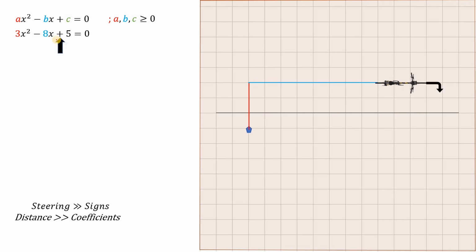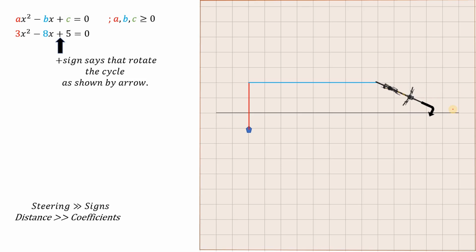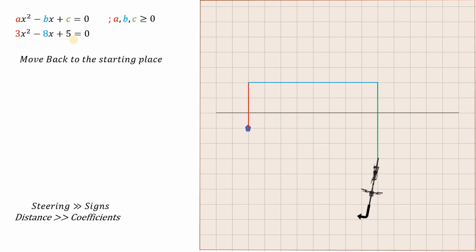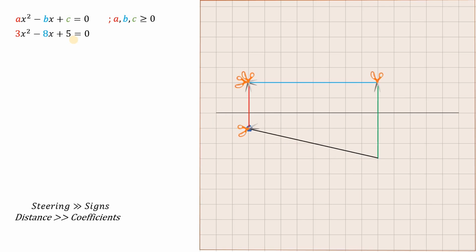Then the turn of the positive sign says to rotate the cycle as shown by the arrow, so in this direction. And again the turn of 5 comes, so move a distance of 5 units, and then we are done. Then move back to the starting place where you began. Then cut the quadrilateral.